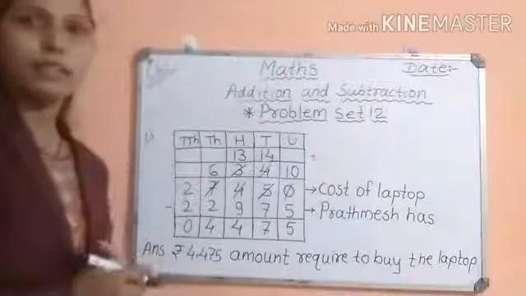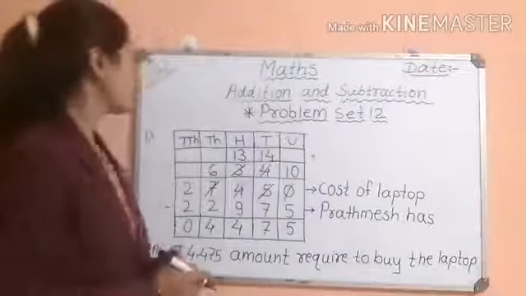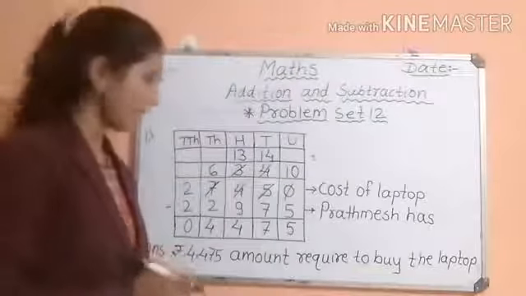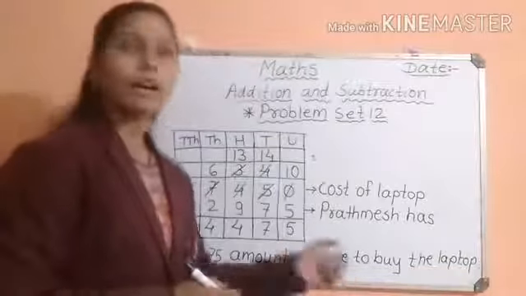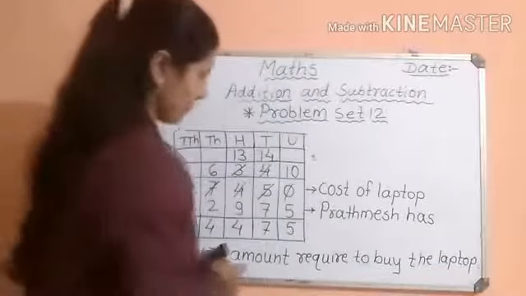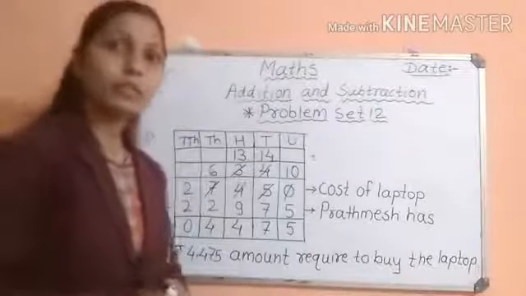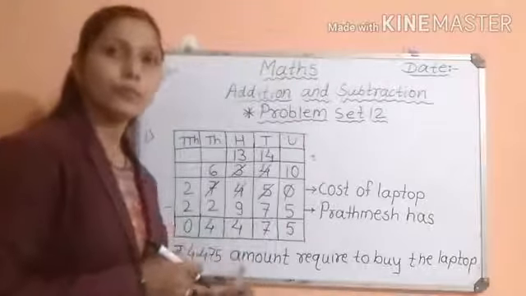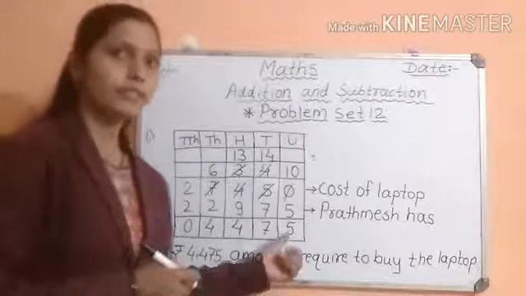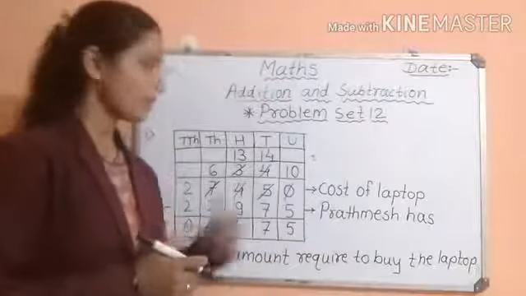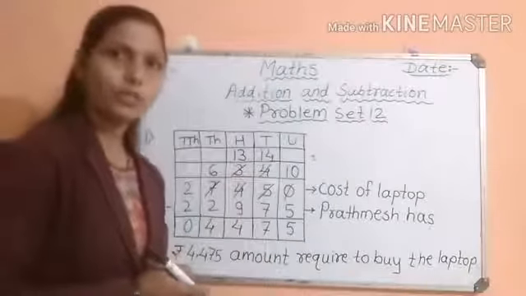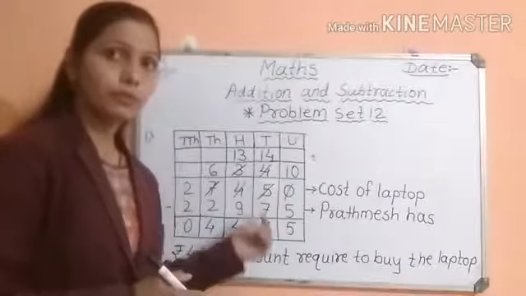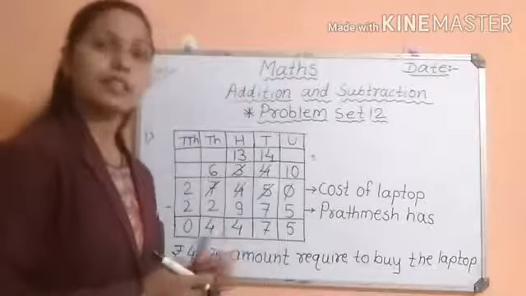Okay, the final answer we have to write in words, that is rupees 4,475 is the amount required to buy a laptop. Still how much amount is needed? That is rupees 4,475. Okay, before writing this answer in your notebook, students, you should write down the word problem, and under that word problem you have to write this answer.